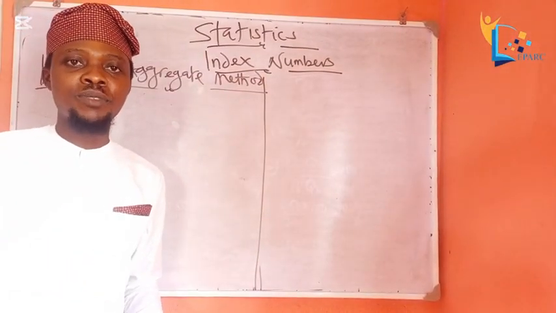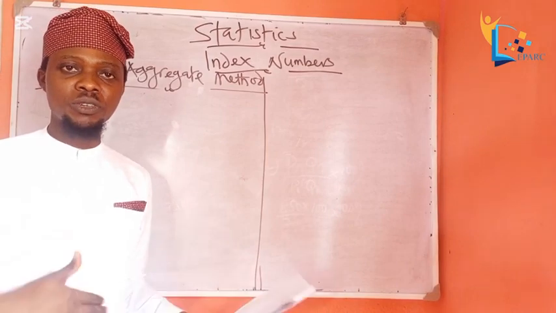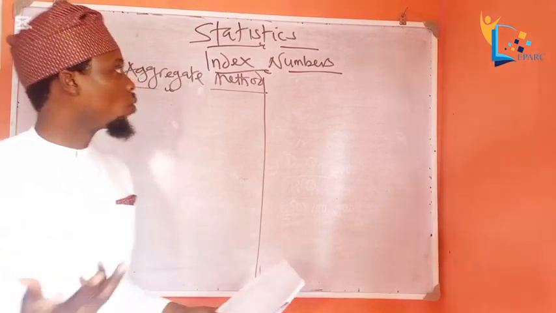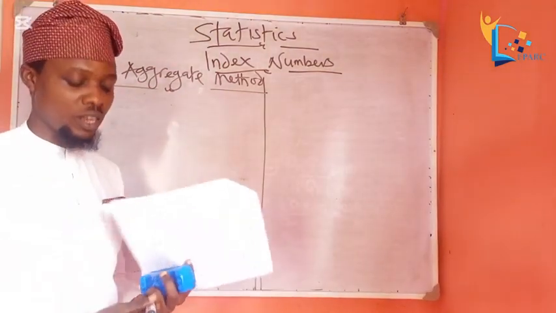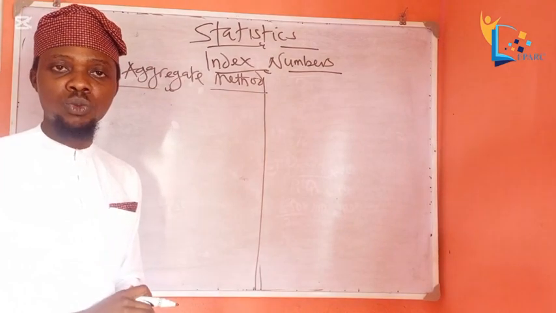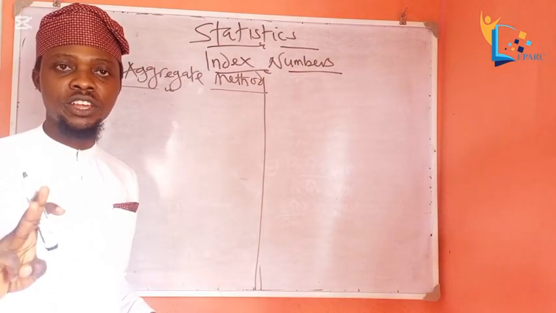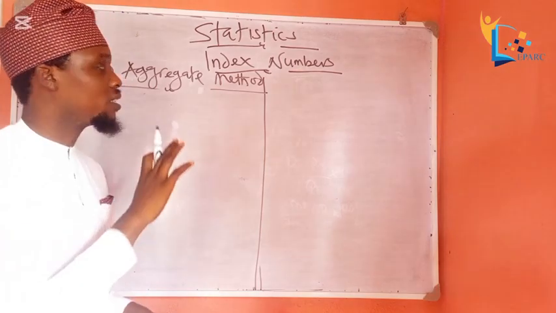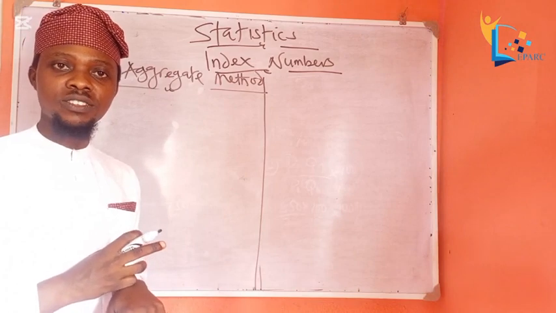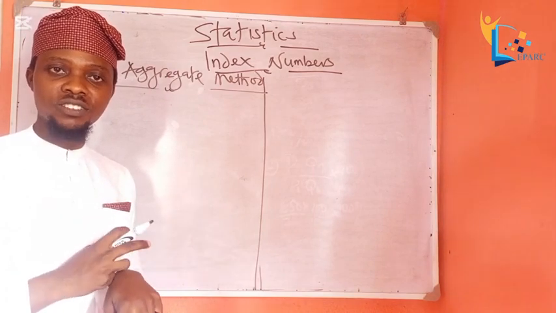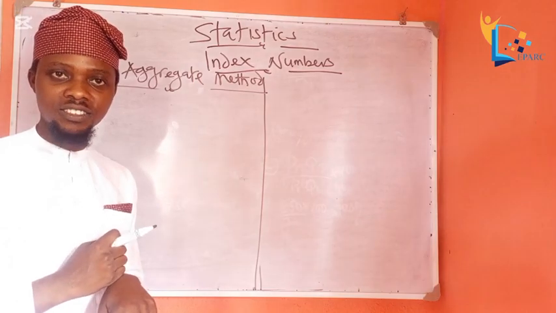All right, we're going to be continuing from where we stopped in the previous classes, okay? So we're going to be looking at the weighted aggregate method, okay? Now, under the weighted aggregate method, we have three index notations, okay? We have the Laspeyre's index, we have the Paasche index, and the Fisher's index, okay?